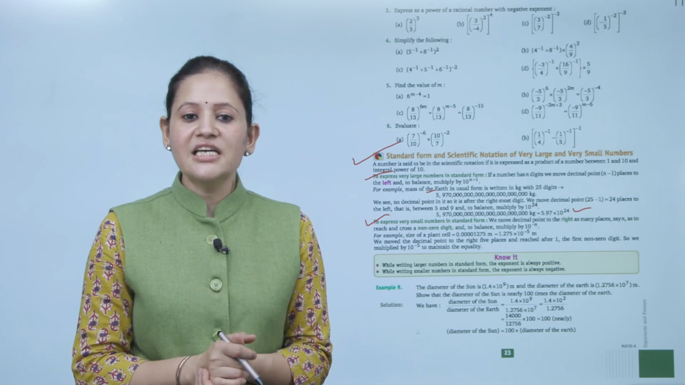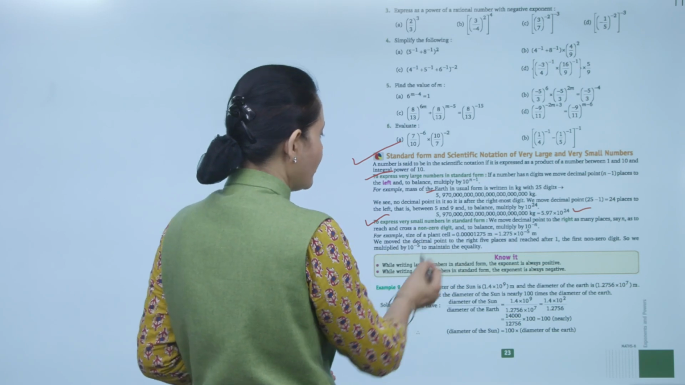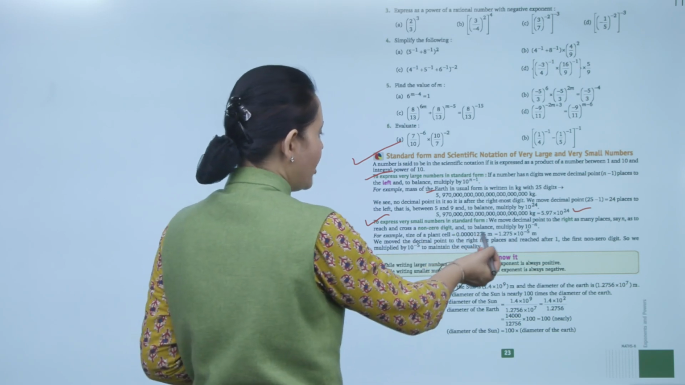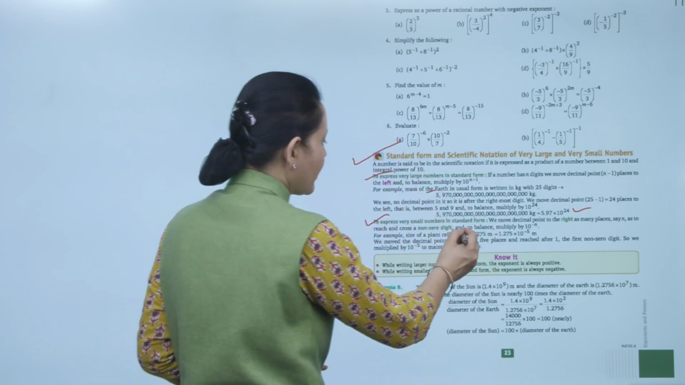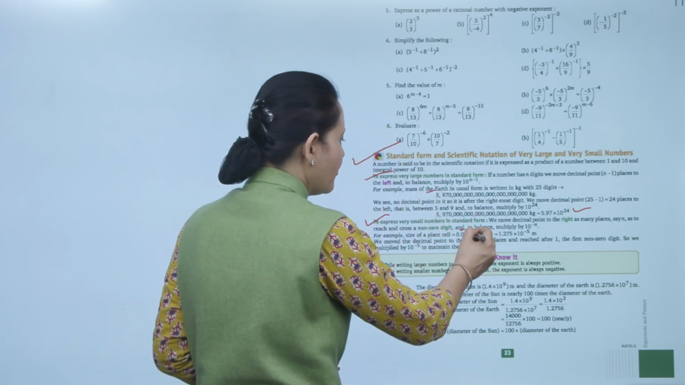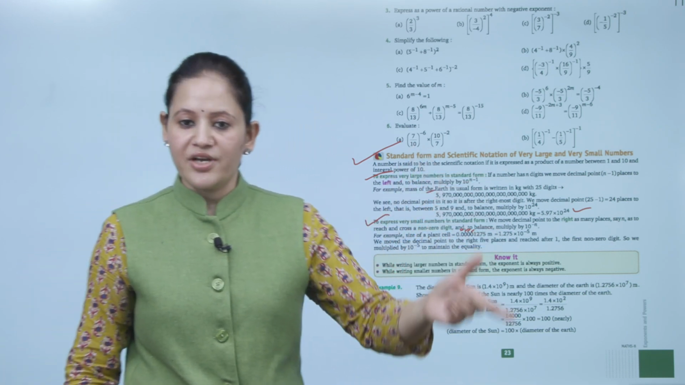For example, the size of the plant cell that is given here. So here we will write it as 1.275, and how many decimal places have we moved? 1, 2, 3, 4, 5. So we will write 10 to the power minus 5. Clear?